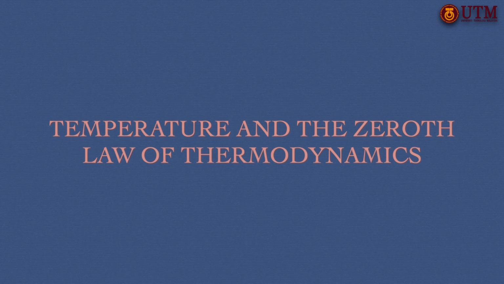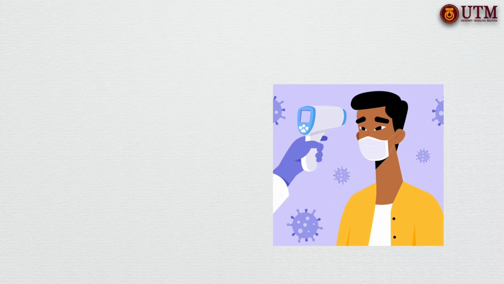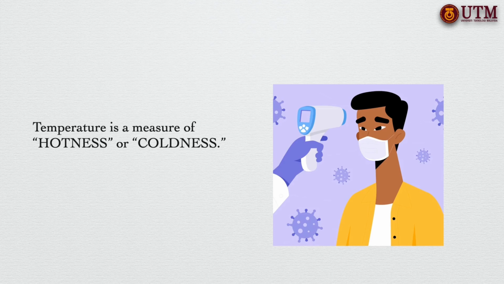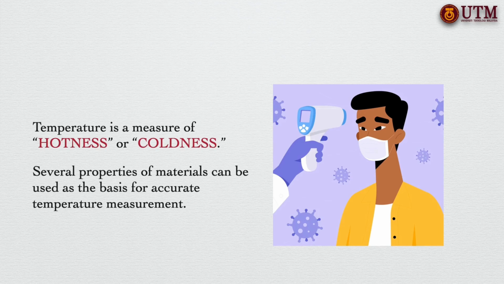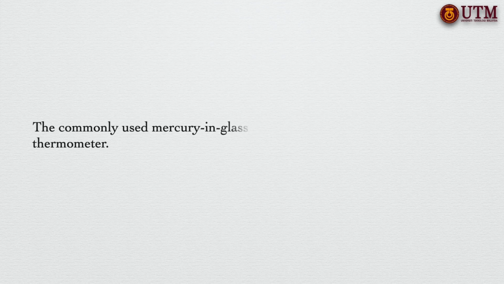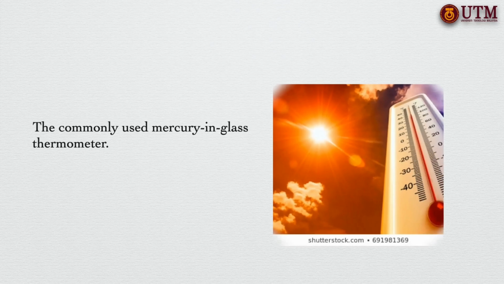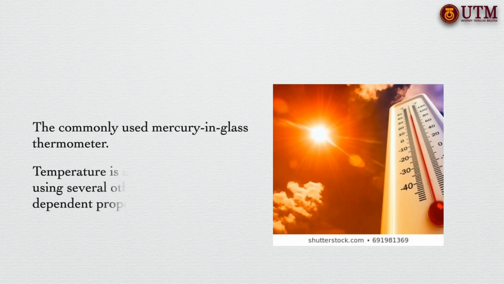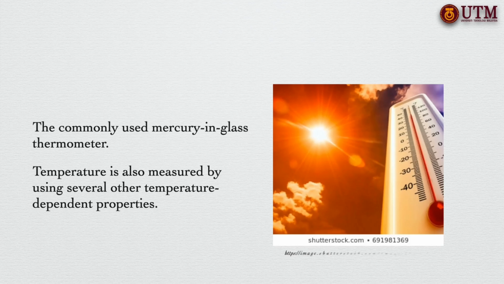Firstly, let us define what temperature is. Temperature is a measure of hotness or coldness. However, we cannot assign numerical values to temperatures based on our sensations alone. Fortunately, several properties of materials can be used as the basis for accurate temperature measurement. The commonly used one is the mercury-in-glass thermometer. Temperature is also measured by using several other temperature-dependent properties.